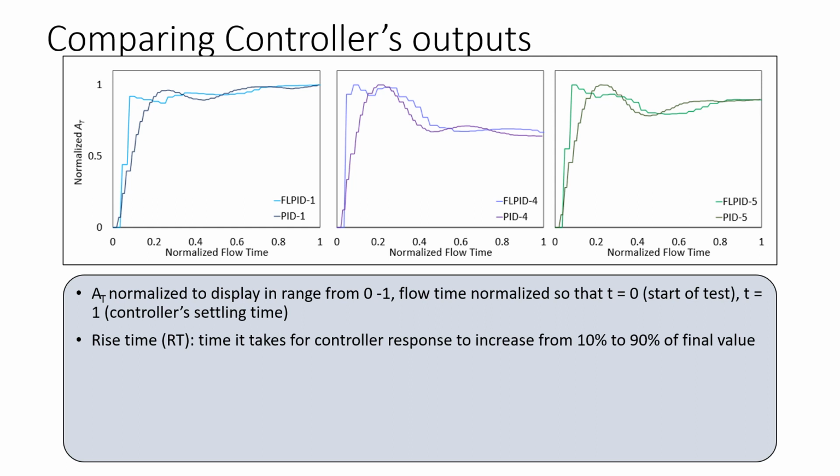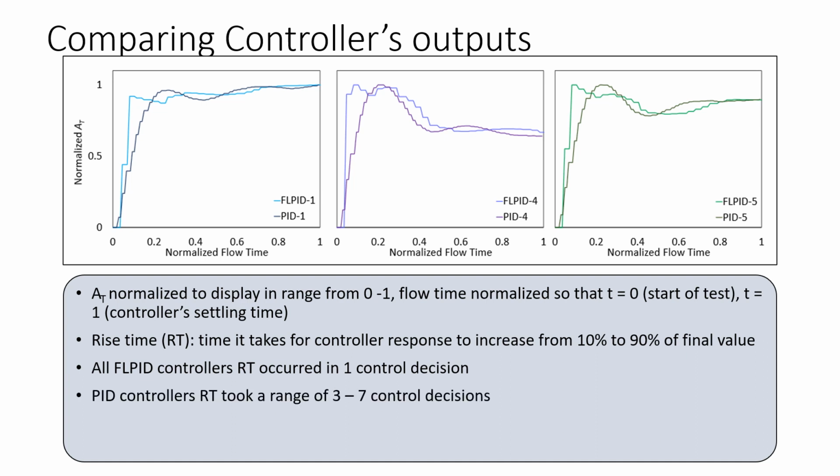And the rise time is the time it takes for the controller to increase from 10 to 90% of the final value. You see all the fuzzy logic PID controllers' rise times occur within one decision or one controller point, which is about 3 seconds. And for the PID controller, the rise time took in the range of 3 to 7 control decisions. So the final A sub t for the fuzzy logic and the PID are within 2% of one another, which means our programming is correct because we do expect them to reach the same value.